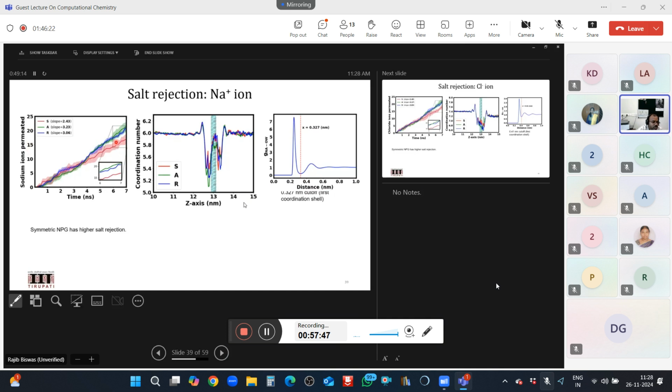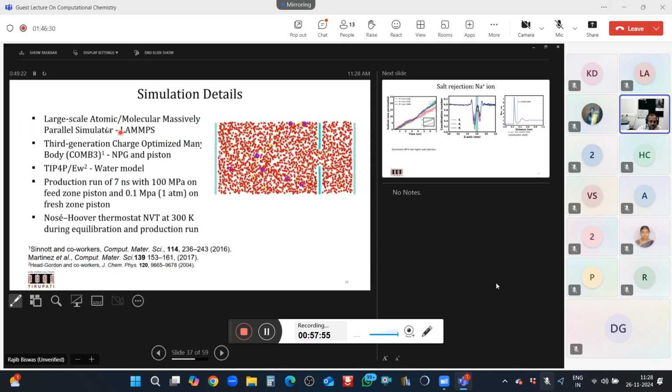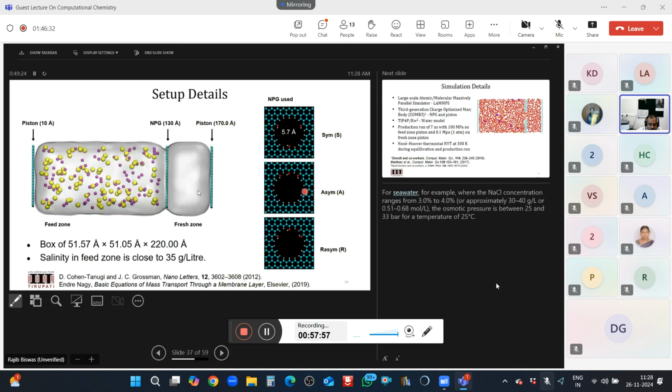So symmetric is actually performing better. But in case of asymmetric and reduced asymmetric membrane, what do you mean by asymmetric and reduced asymmetric? These two membranes, you see, this is asymmetric and this is reduced asymmetric.